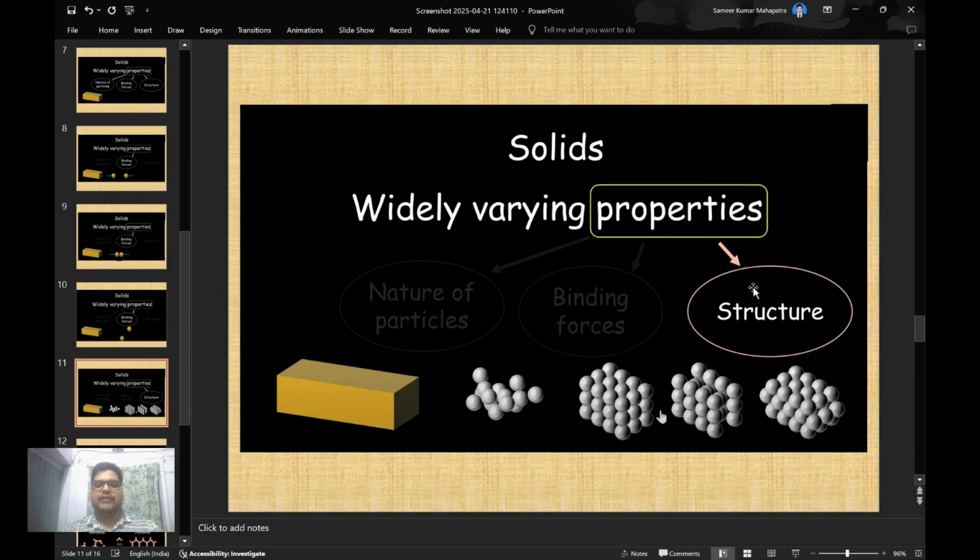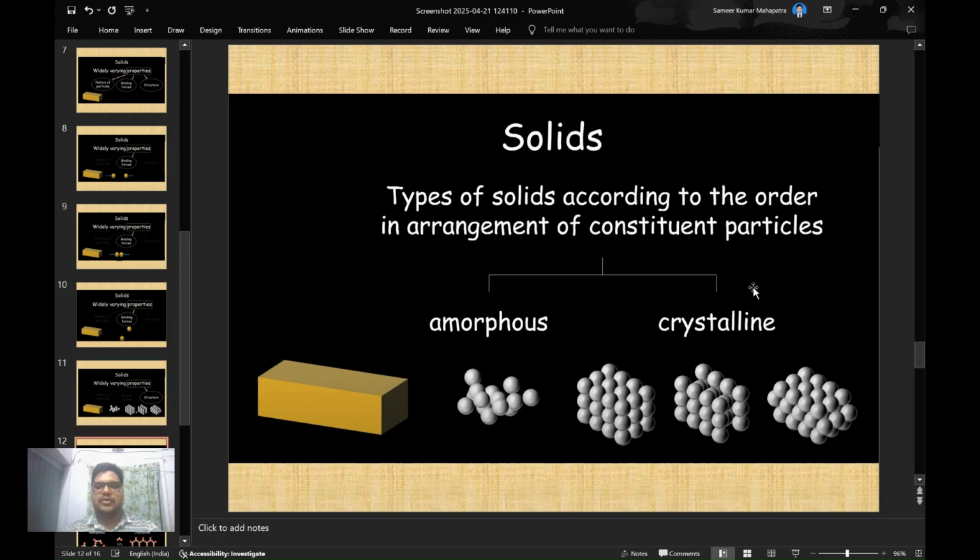So structure refers to how the constituent particles, like the atoms, ions, and molecules in the solid, arrange themselves. So their arrangement may be in an orderly or a disorderly manner. Depending upon the ordered and disordered manner, we classify them as amorphous and crystalline solids. Okay. So what do we mean by amorphous?